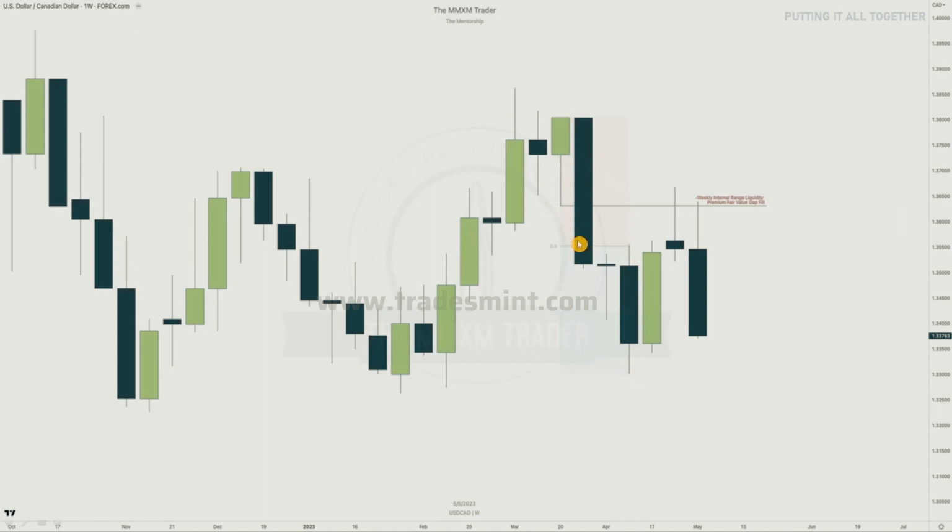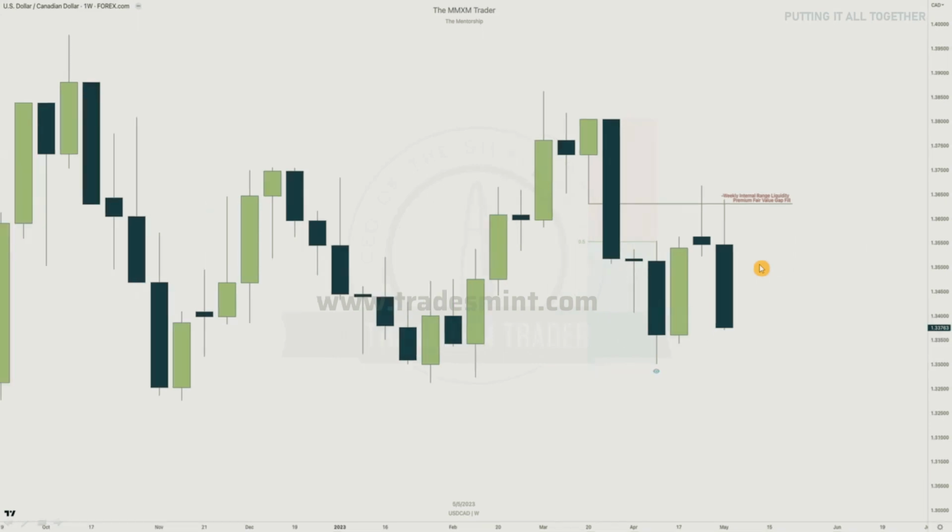Where is a premium level? We've got this fair value gap. So we're going from internal to external this time: internal range liquidity to external range liquidity. Now, after we hit that internal range liquidity, where should your eye go? We've got that external range liquidity down here.